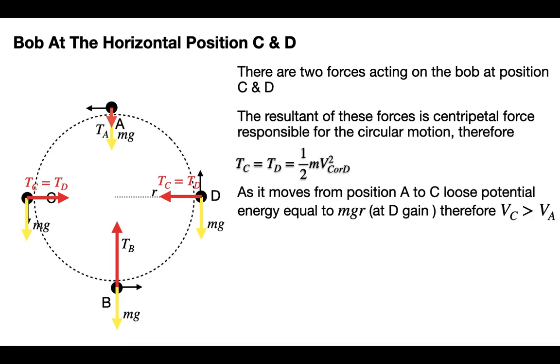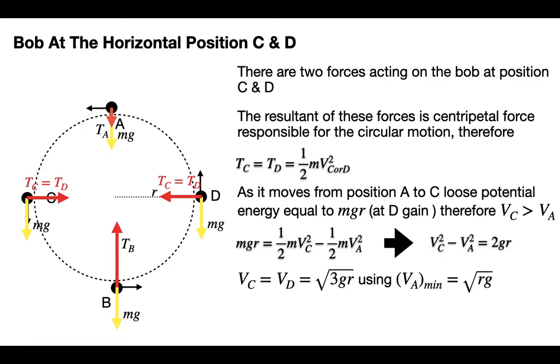So it moves from position A to C. It loses potential energy equal to mgr. So from A to C it loses, but from moving from B to D it gains. Okay, but the magnitude is the same, mgr. So therefore you can say Vc is greater than Va. So you can very well write mgr is equal to half mvc square minus half mva square, which gives you Vc square minus Va square is equal to 2gr.